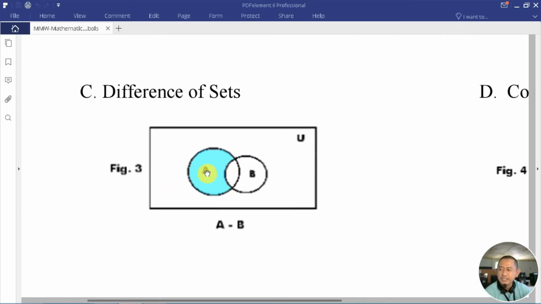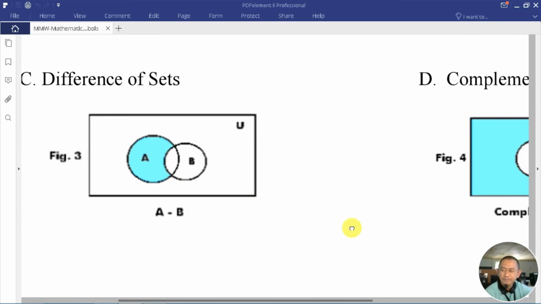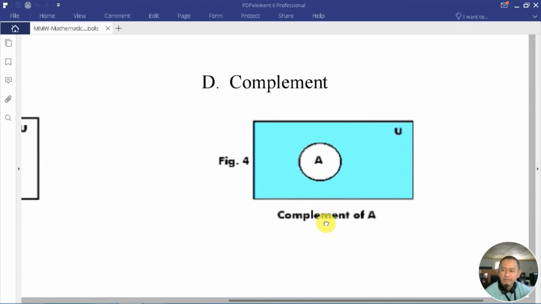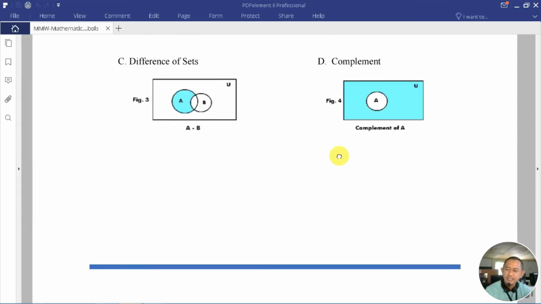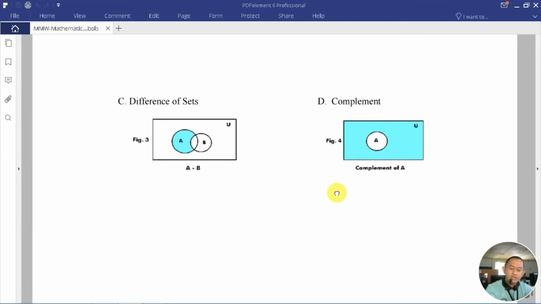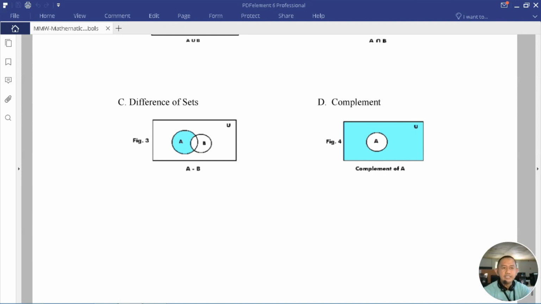So, we have difference. A minus B is what is left, which is A minus B. And then, we have the complement of A. So, in set A, what is not in A is the complement of A, which is under U. So, you can easily answer the examples in activity 7.